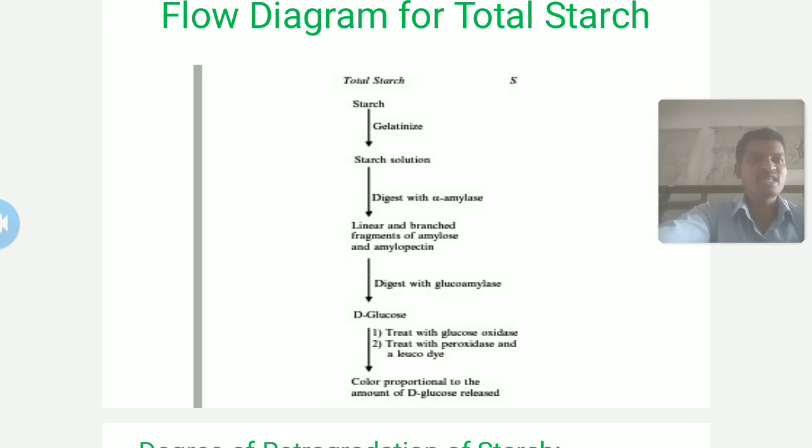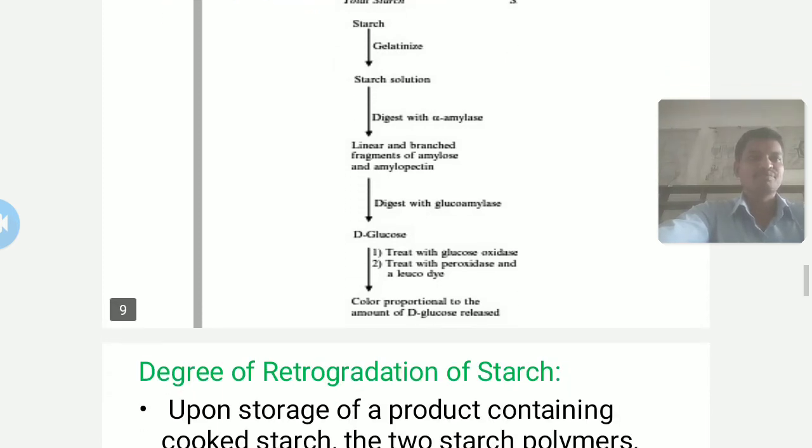So starch is a polysaccharide and D-glucose is a monosaccharide. So for the estimation of total starch, we have already discussed that you have to convert it first of all into a monosaccharide, that is a simple sugar, that is D-glucose. Okay, and these are the steps involved in the conversion of starch into D-glucose.